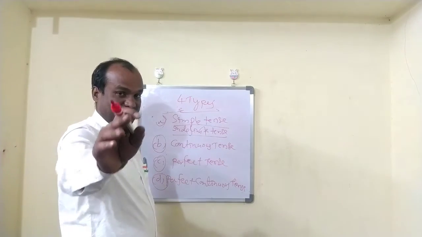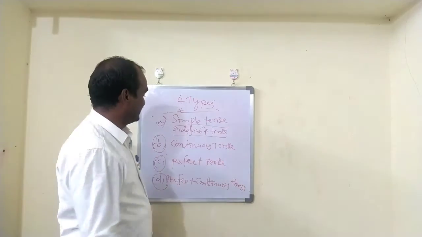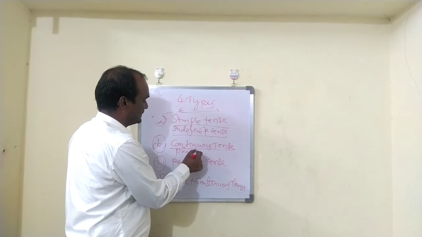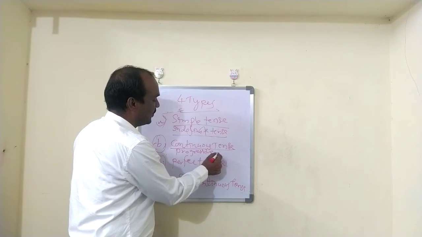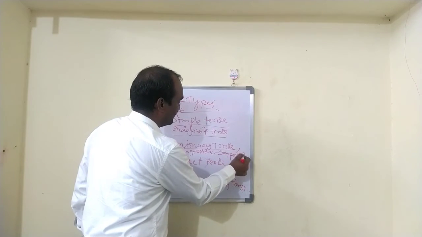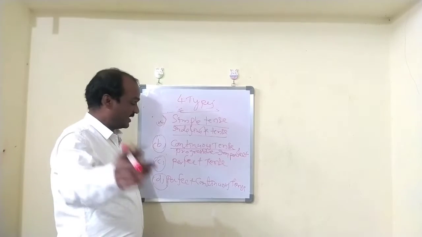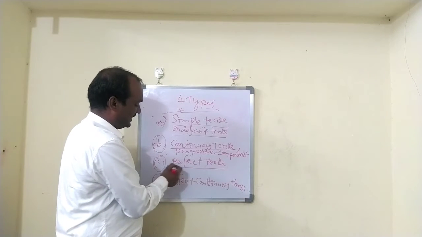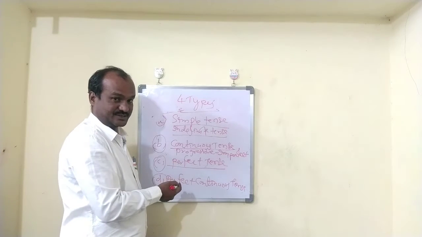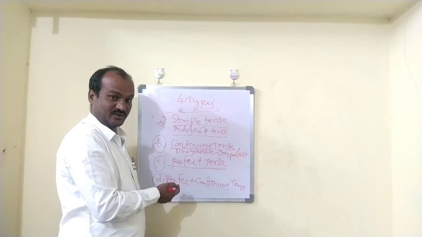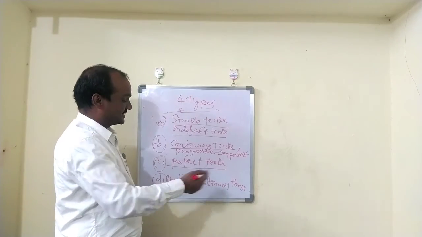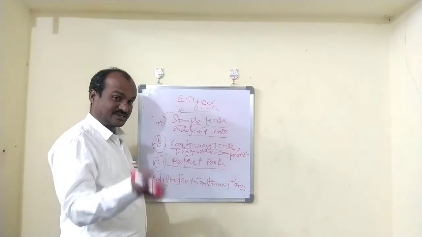Okay, simple tense is otherwise called indefinite tense, and continuous tense is otherwise called progressive tense or imperfect tense. And what is perfect tense? Perfect tense doesn't have any other name, right? So, perfect continuous tense.